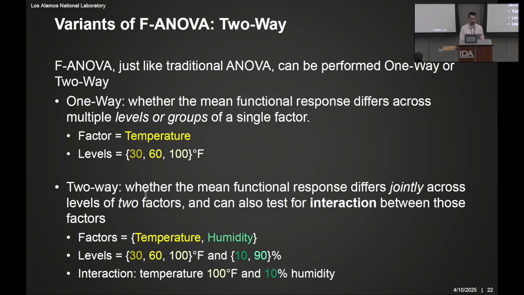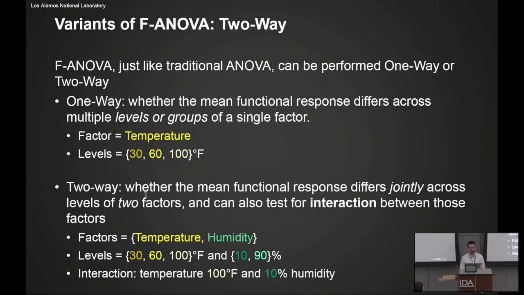So, variance of F-ANOVA: we talked about homoscedastic and heteroscedastic. There's also two-way analysis of variance, just like standard analysis of variance. You can do one-way, which we've been shown. There's also two-way. One-way, just to clarify, is whether the mean functional response differs across multiple levels or groups.